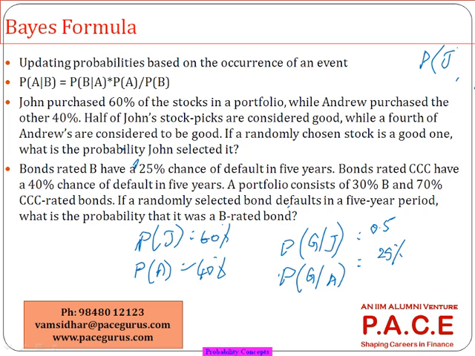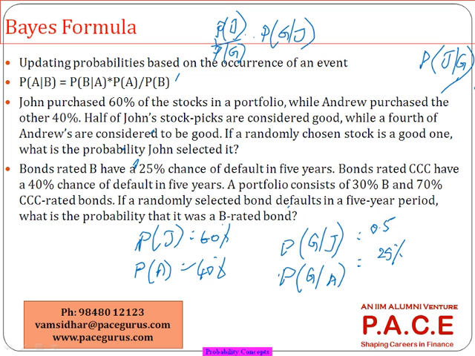J given G. You have G given J. So directly you can use Bayes theorem. So the probability of J given G is nothing but the probability of J divided by the probability of G, times the probability of G given J. G given J is there. The probability of J is there. Only the probability of G you don't know.